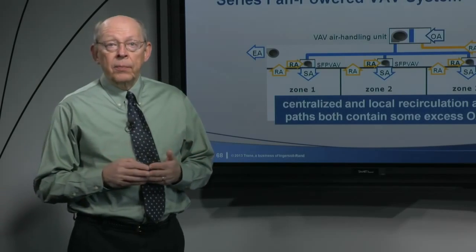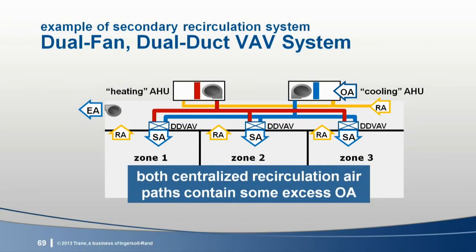In a dual fan, dual duct system, the cooling air handler brings in outdoor air at a central location and mixes it with recirculated air from all the zones before delivering it down the cold duct. The heating air handler conditions only recirculated air before delivering it down the hot duct. Both of these air streams contain some excess outdoor air that has been recirculated from overventilated zones. So the calculations in Appendix A give you credit for this.